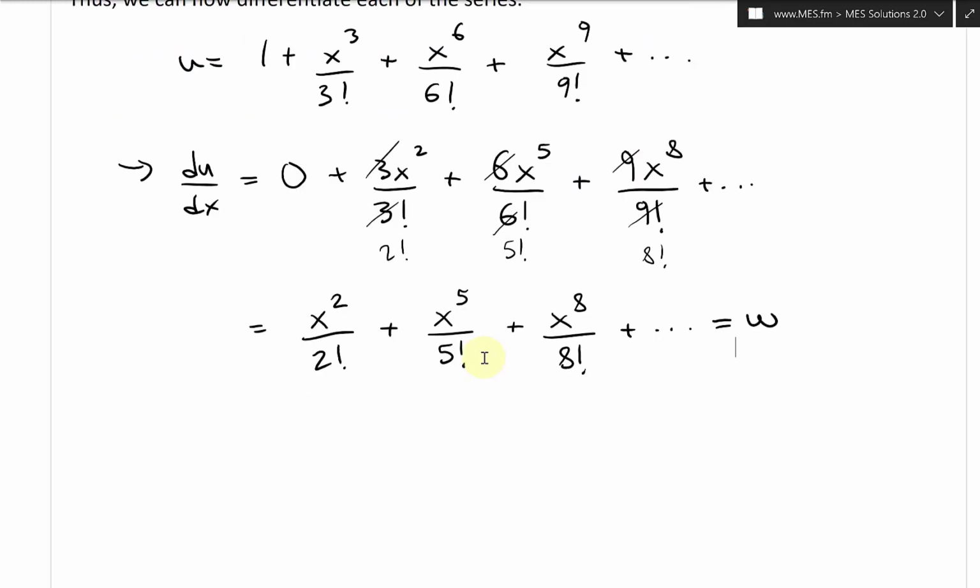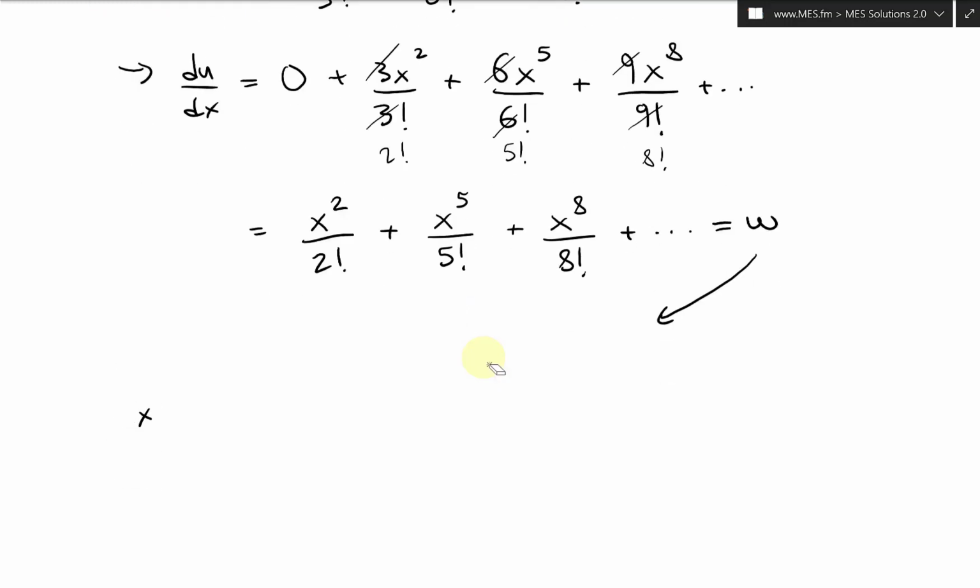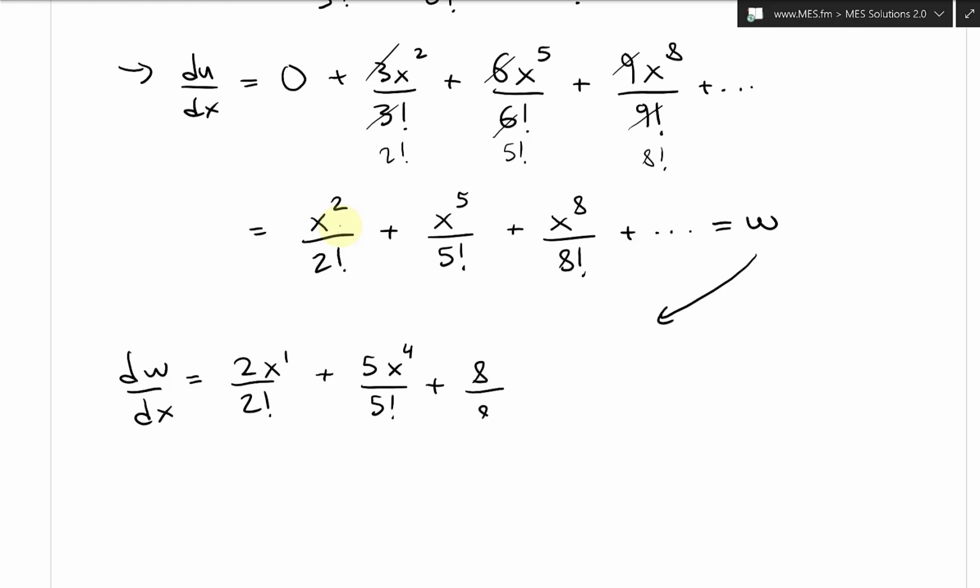So now we can just take the derivative of this one here. So that's w. I'm going to move this down here. And so we're going to do dw over dx. And instead of writing it down again, well, we have it already here. So dw over dx is equal to, bring that 2 down, 2 over 2 factorial times x to the 1. Then plus 5x to the 4 over 5 factorial plus x to the 7. I bring the 8 down. 8 over 8 factorial, and then this is x to the 7, and then plus dot dot dot.